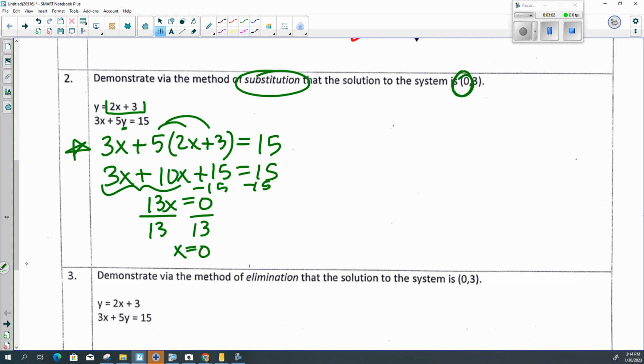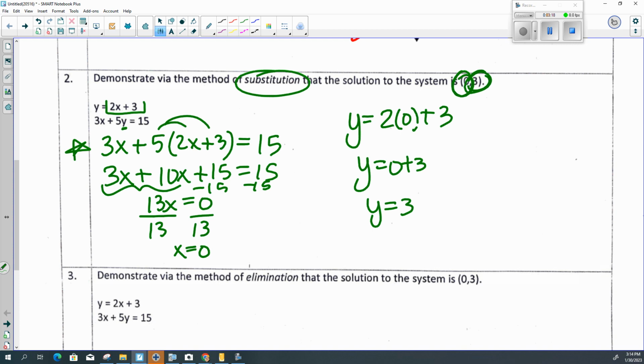That was the goal. Once you get that, the next step I'll be looking for specifically is that you've taken it back and substituted it in to find your y value. So y equals 0 plus 3. y equals 3. Not surprised. That's the other value I was looking for.